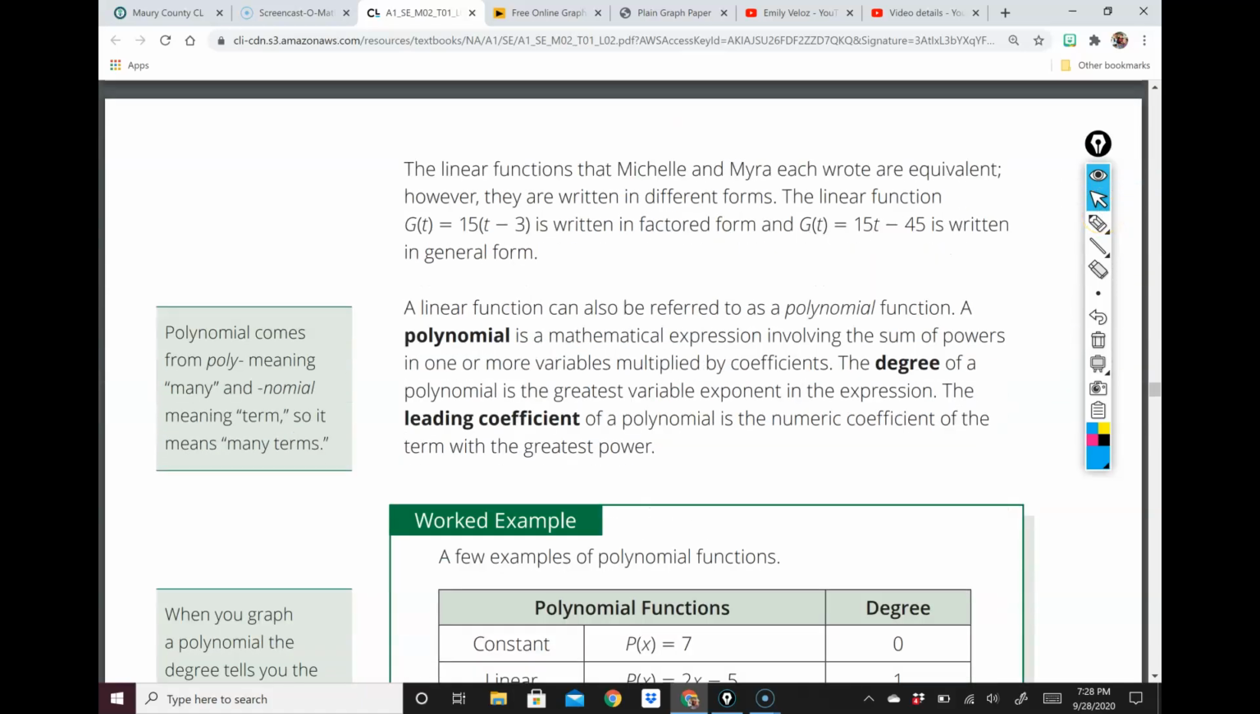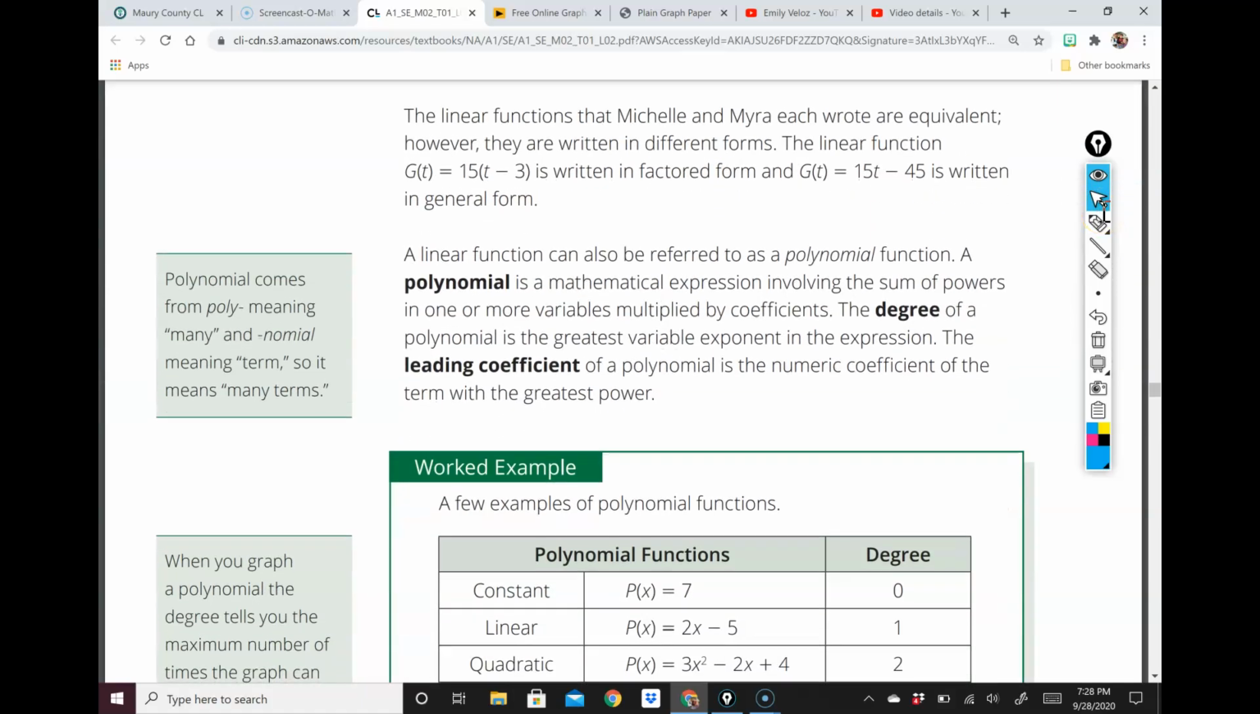The linear functions that Michelle and Myra each wrote are equivalent. However, they are written in different forms. The linear function g(t) equals 15 times (t minus 3) is written in the factored form, and g(t) equals 15t minus 45 is written in the general form.